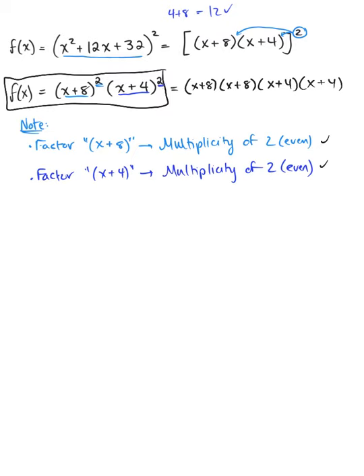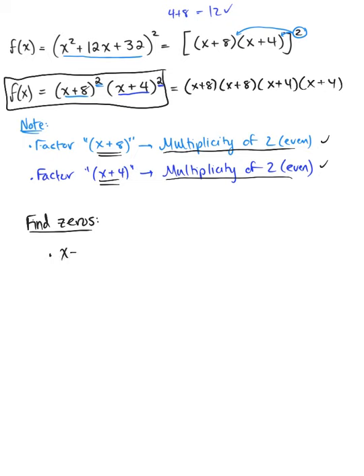So now that we've gone through this and we've actually already determined the multiplicity, because both of these have a multiplicity that's even, we know that the graph is going to be tangent to the x-axis at the 0 associated with each one of these factors. So let's find the zeros. We haven't done that yet. So we want to find the zeros for each factor.